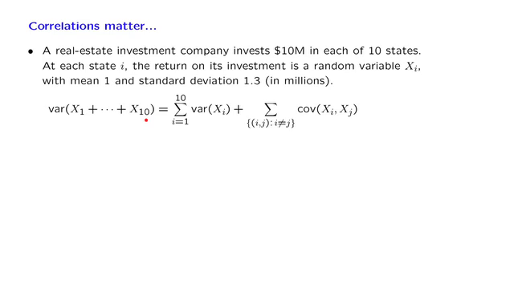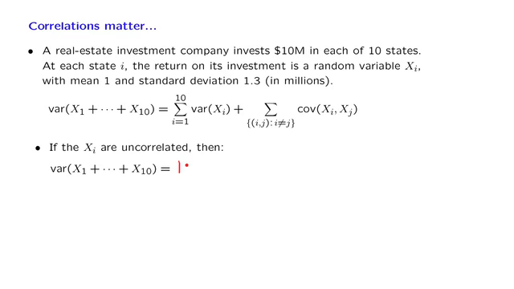The variance of a sum of random variables is given by the formula that we have developed. It's the sum of the variances, but then you also have a bunch of covariance terms that have to do with the relation of the different random variables. Now you make the assumption that the different states are different markets, one doesn't affect the other, so that the Xi's are uncorrelated. In that case, in this variance formula, the covariance terms are all zero and they disappear, and you're left with the sum of 10 variance terms.